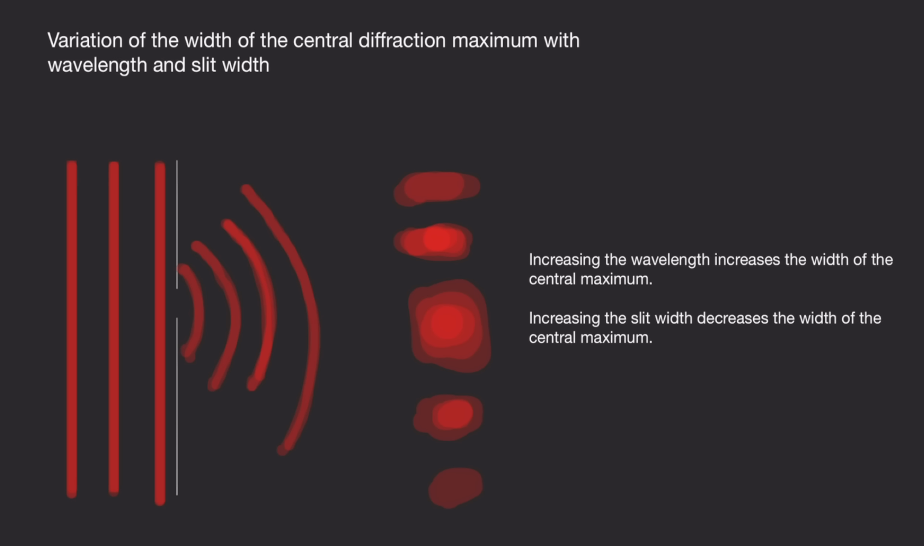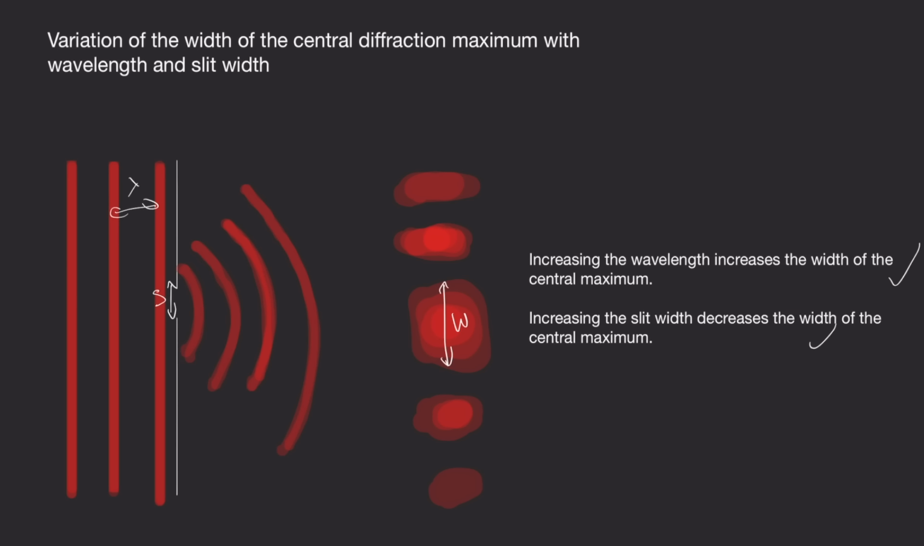There's also a really specific specification point, which is the variation of the width of the central diffraction maximum, essentially how wide this thing here is. Should we just call that W, compared to the wavelength, and also the width of the slit, should we just call that S. So what we need to remember for the exam is that increasing the wavelength increases the width of the central maximum. Increasing the slit width, on the other hand, decreases the width of the central maximum. This is for qualitative treatment only. We don't really need to remember any equations.